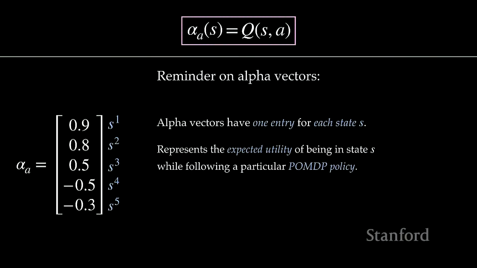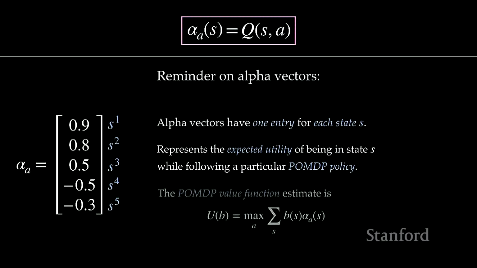Okay, and so it has this nice mapping to the Q values for MDPs, because those are also the expected utility. And then the POMDP value function estimate is just a weighted sum of these alpha vectors. So we say, okay, this is the expected utility of being in that particular state. I'll take the weighted sum with the likelihood that we actually are in that particular state, and that gives us our expected utility, given that we don't know the current state, we just have this distribution over it, and then we'll take the action that maximizes that.